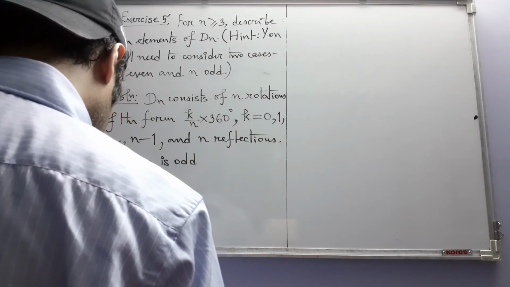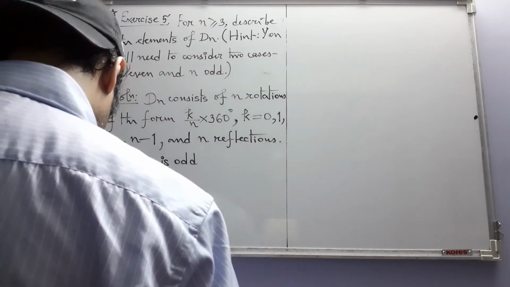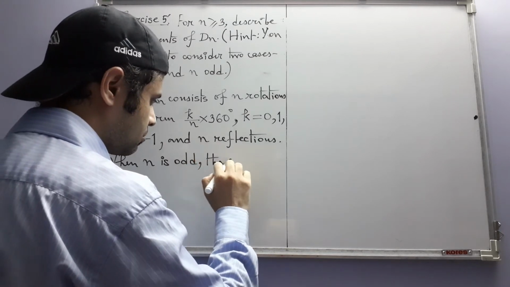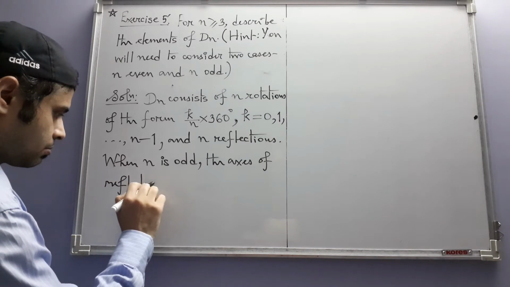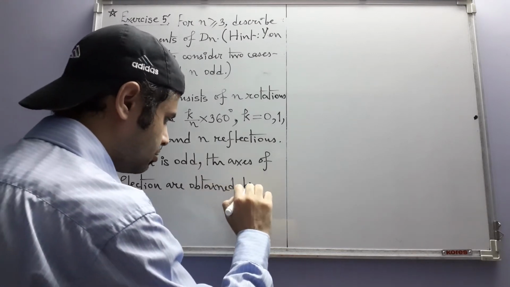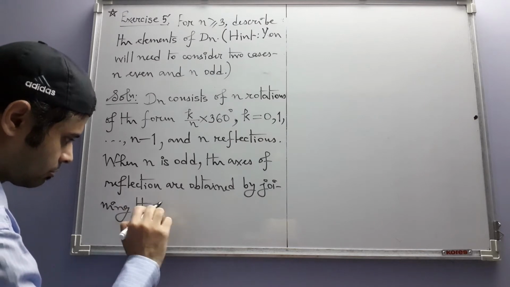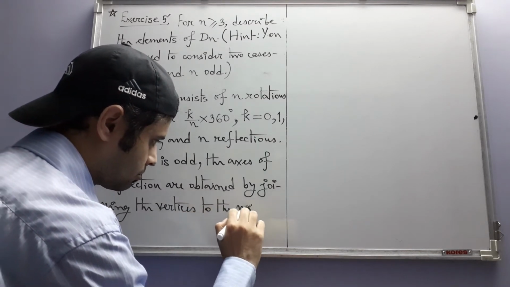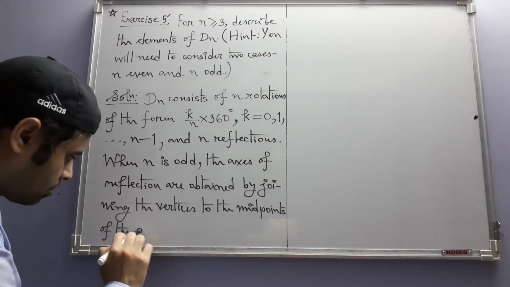half of these reflections, when n is odd, the axes of reflection are obtained by joining the vertices to the midpoints of the opposite sides.